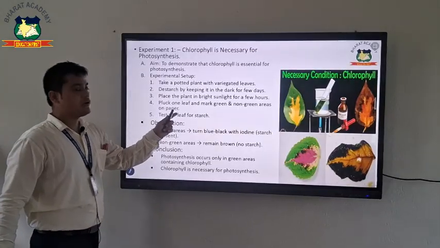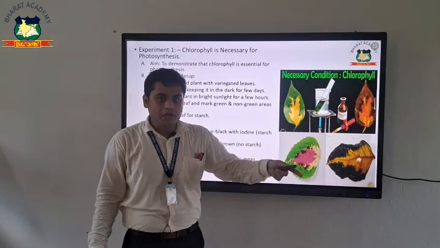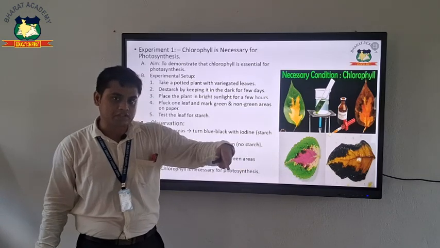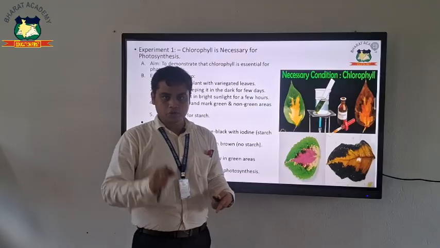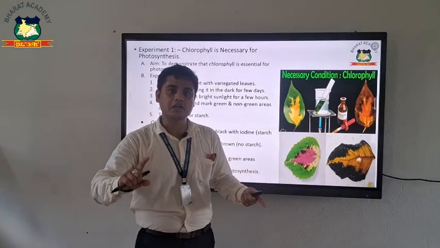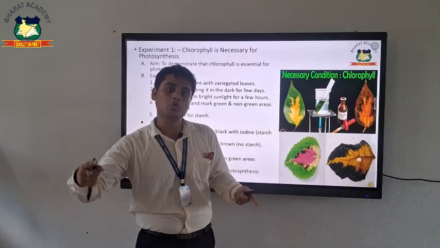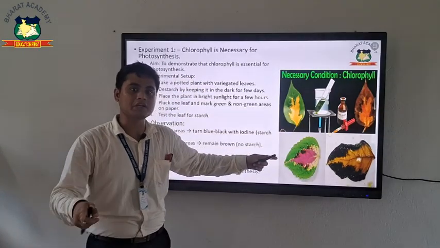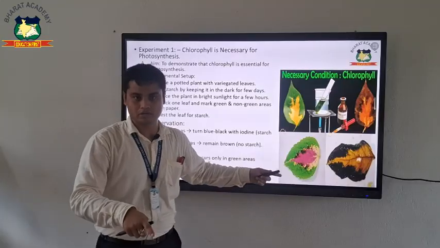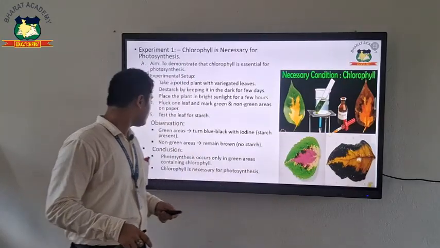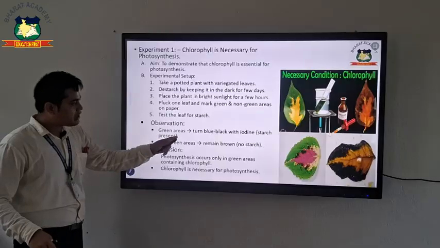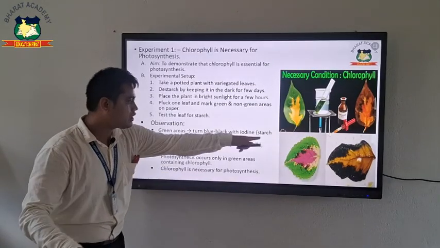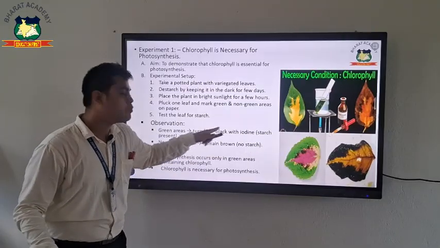Then test the leaf for starch. How can we identify that in this portion starch is present, and in this portion starch is absent? By iodine test. When iodine reacts with starch, it appears black to bluish black in appearance. But if there is no starch present, then it will be brownish in color. Observation: the green areas turn blue-black with the iodine. So whenever we put iodine on the green area, it appears as a blue-black color.